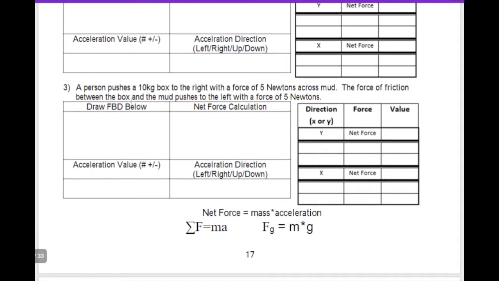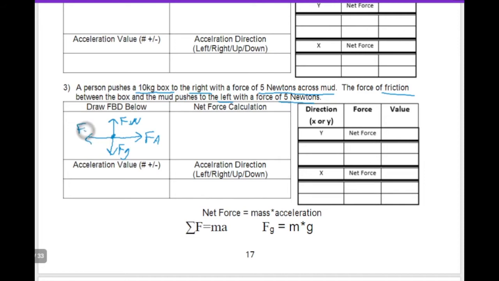Number 3 says a person pushes a 10 kilogram box, again to the right, with a force of 5 newtons across mud. The force of friction, so this time friction does matter, pushes to the left with 5 newtons. So if I draw my free body diagram, I'm going to start with gravity pointed down. It's on mud. Mud is a surface, so I'll have normal pointed up. And then I have the force applied, pushing it to the right, because that's what it says. And then I have force friction pushing back at it to the left.